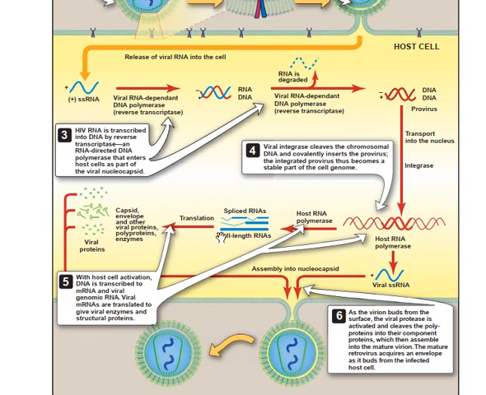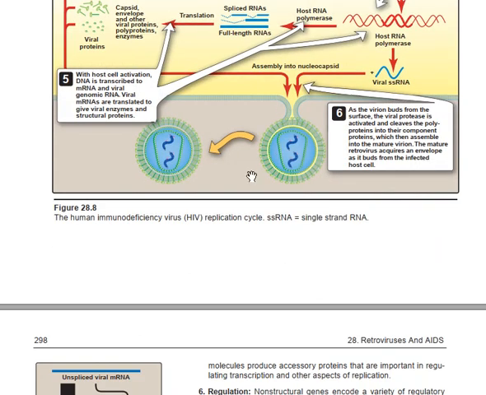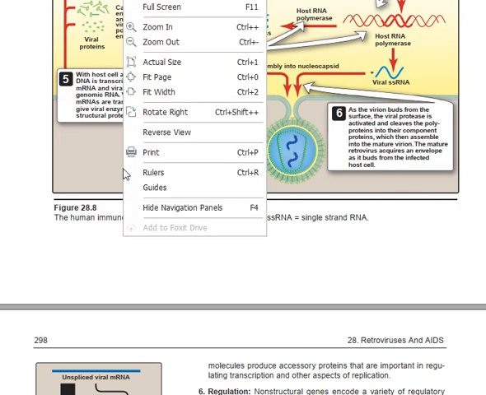Then the translation is going to occur in the cytoplasm at the ribosome to produce the capsid and envelope proteins. Is it clear? And also the host RNA polymerase is going to produce viral positive-stranded single-stranded RNA that can now be assembled with the capsid to produce different HIV particles. Is it clear? The different viral particles can now move out of the host cells.